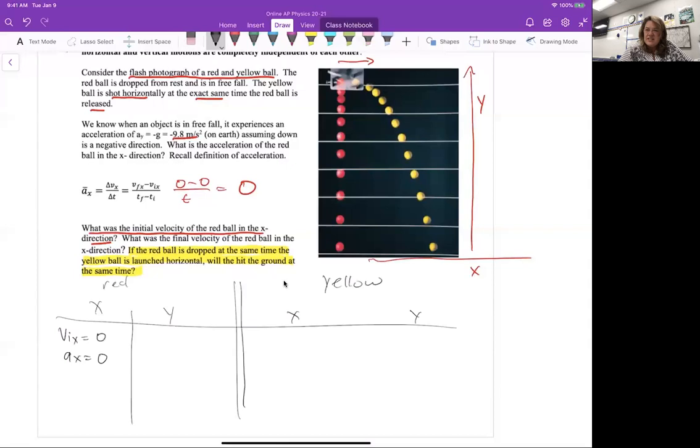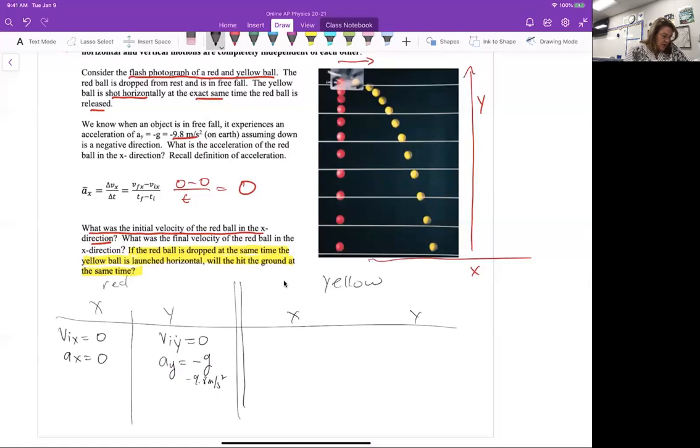What's its final velocity then? Well, it's going to be 0, right? Because it can't change. What is its initial velocity in the y direction? Well, I always get my subscripts backwards. Okay, initial in the y is equal to 0. We know that the acceleration in the y direction is minus g, so that's negative 9.8 meters per second squared.